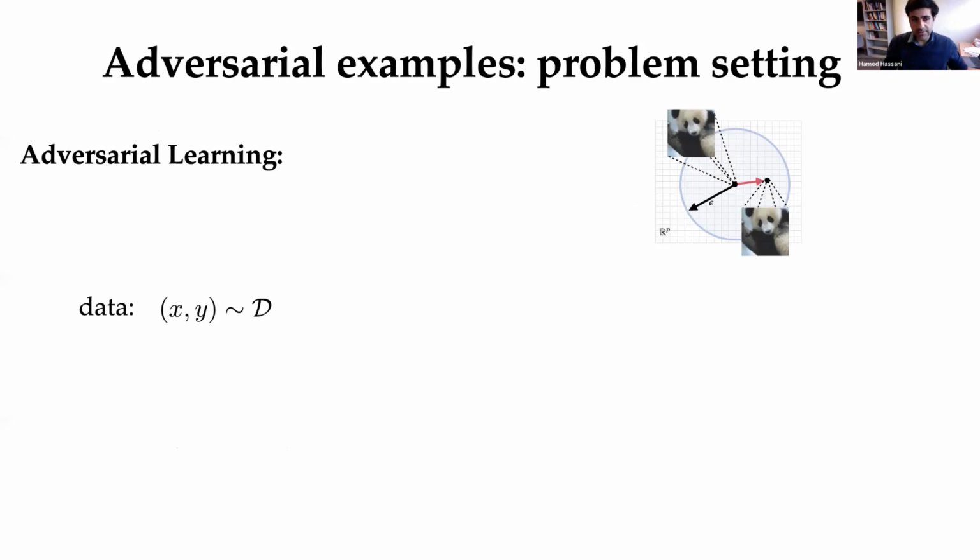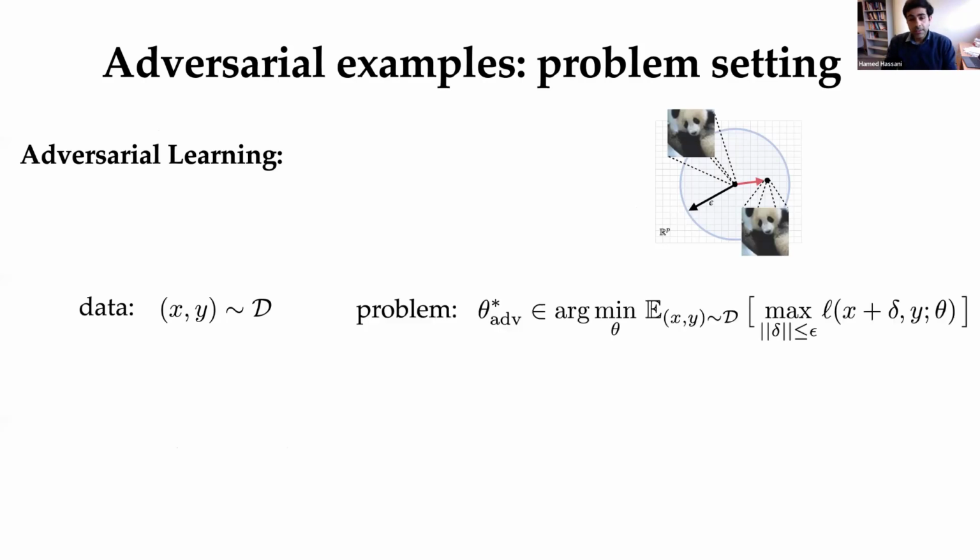So data still comes from the same distribution, D. However, the loss here is measured differently. For every data point X, if you look at the formula on the right-hand side, the inner max goes through a ball of radius epsilon around that point X. Delta is the perturbation, its norm is less than epsilon. We find the point that maximizes this loss. So we look at the maximum loss among the ball of radius epsilon around each data point X. And that is our new loss function that we have to minimize for every data point.